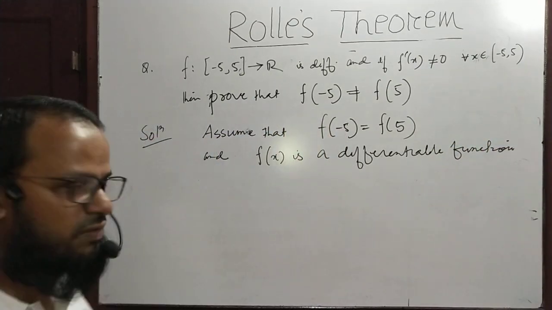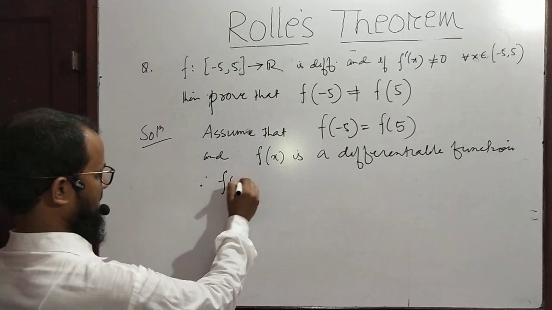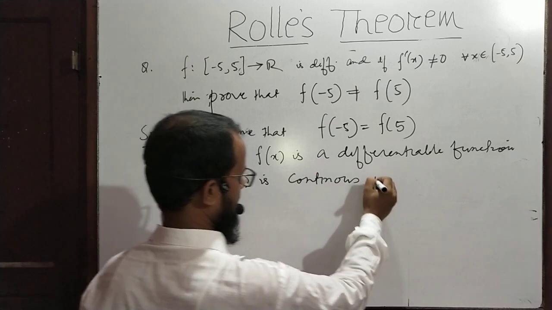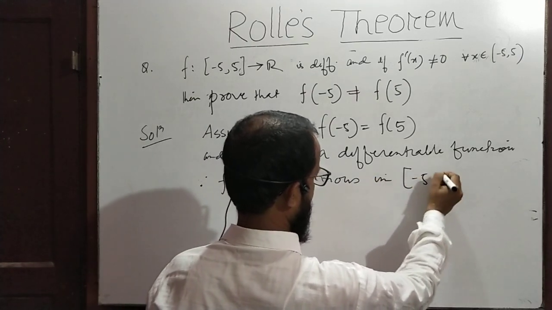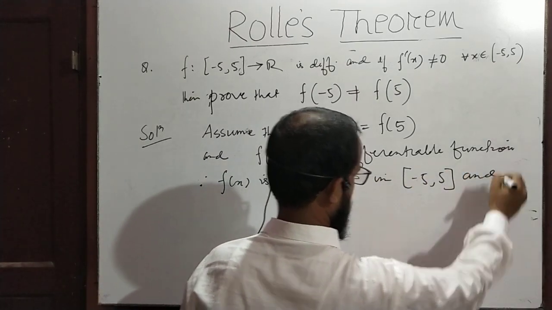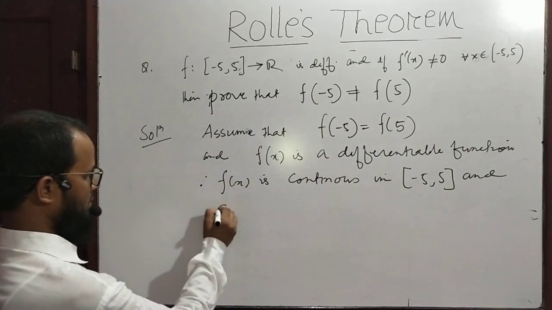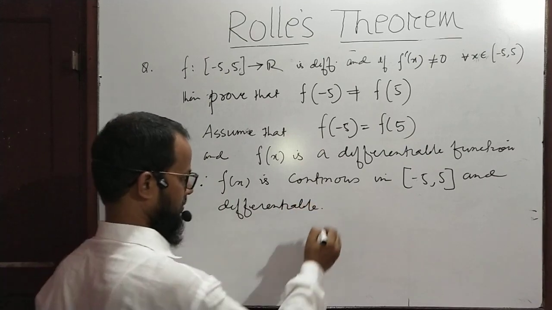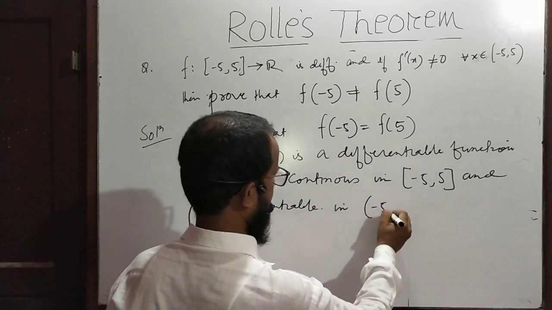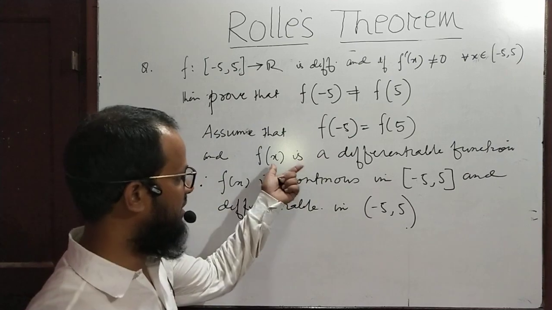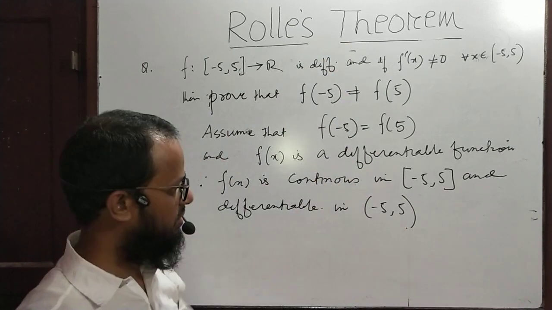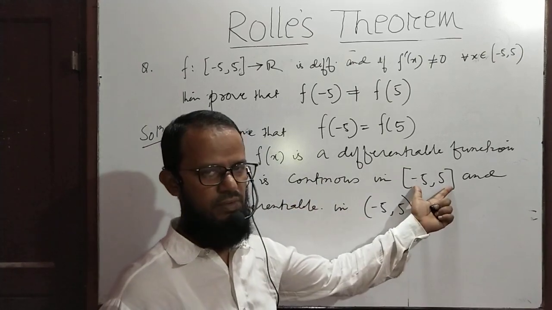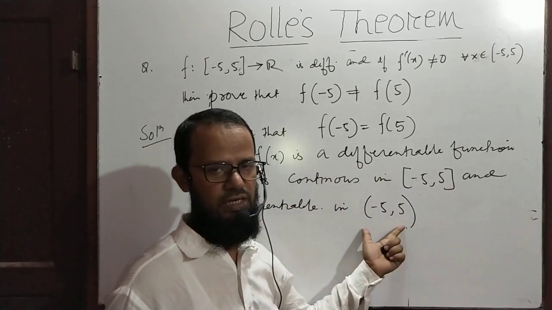Since f(x) is a differentiable function, therefore f(x) is continuous in the closed interval minus 5 to 5 and differentiable in the open interval minus 5 to 5. Since it is given in your question that it is differentiable, and a differentiable function is always continuous, it is continuous in this closed interval and differentiable in the open interval.